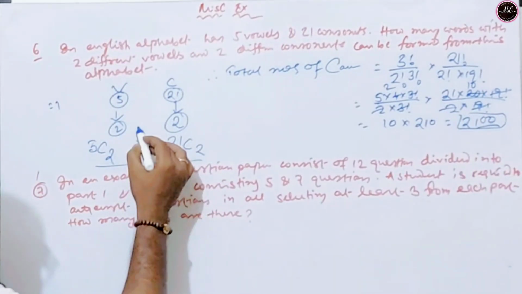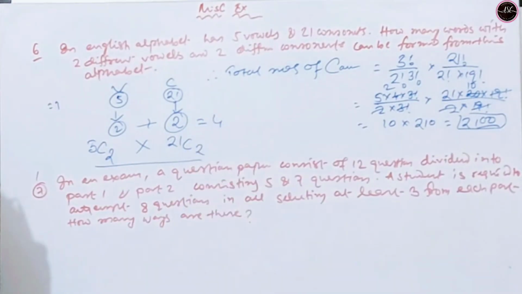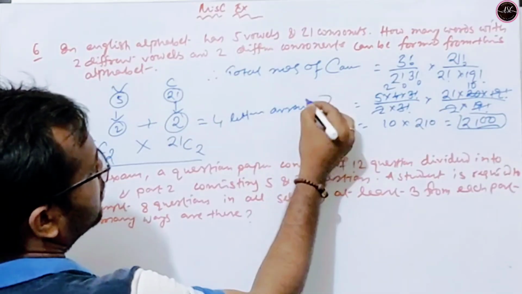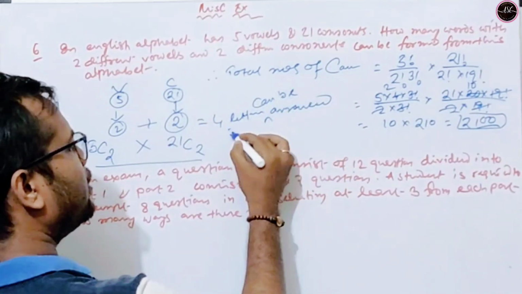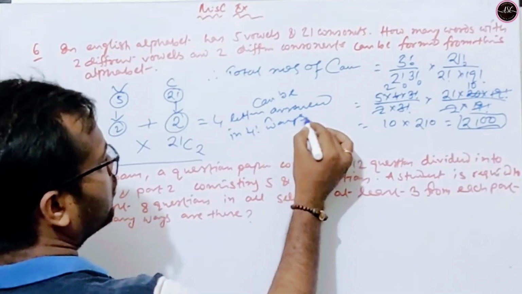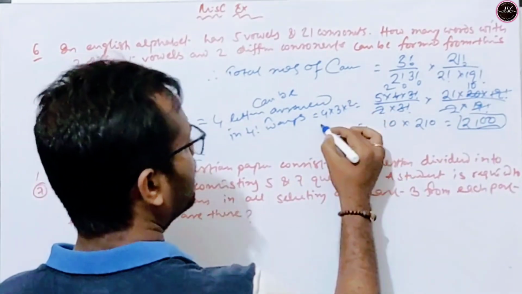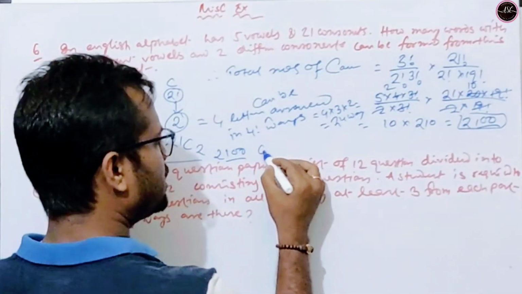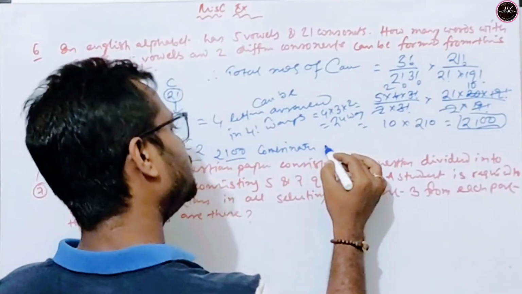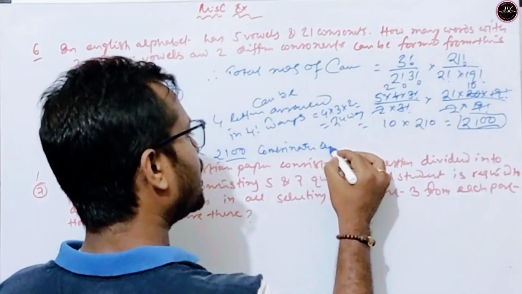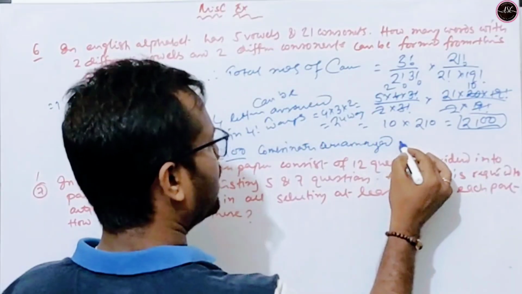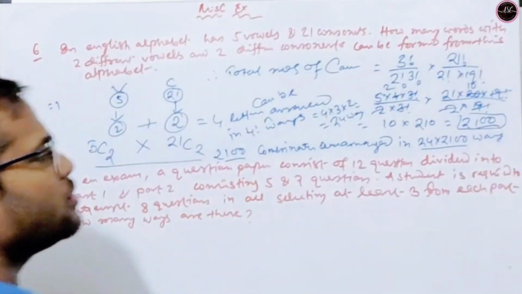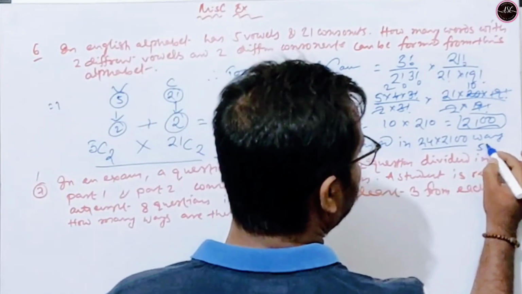So here, just look, each of the combinations consists of 4 letters. So 4 letters can be arranged in 4 factorial ways. That means 4 into 3 into 2, that means 24 ways. So 2100 combinations can be arranged in 24 into 2100 ways. Just solve this, 24 into 2100. This value will be 50400.